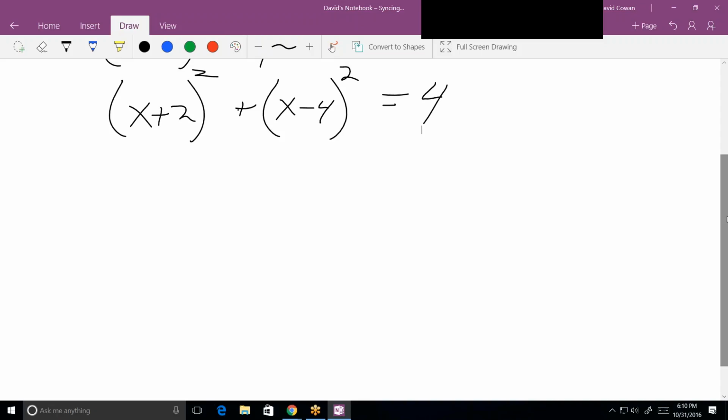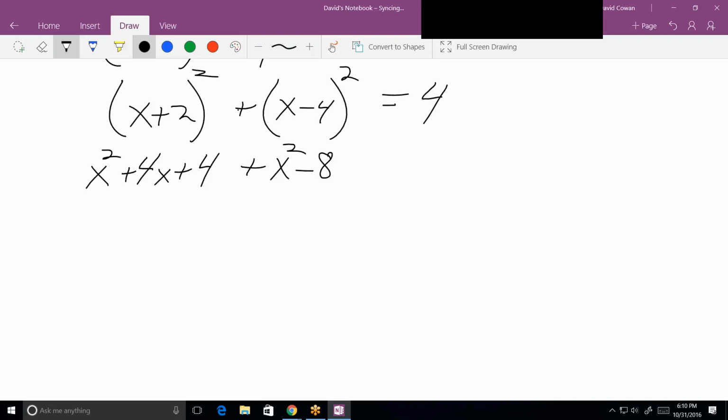What's the next line? You'd multiply out x plus 2 squared and x minus 4 squared. Do that, yes. Just do it term by term out loud so I can make sure you're doing it right. For the first one, I did x squared plus 4x plus 4. Good. And then plus x squared minus 8x plus 16. Good. Equals 4. Did you do that by foiling, or did you do it based on a plus b squared?